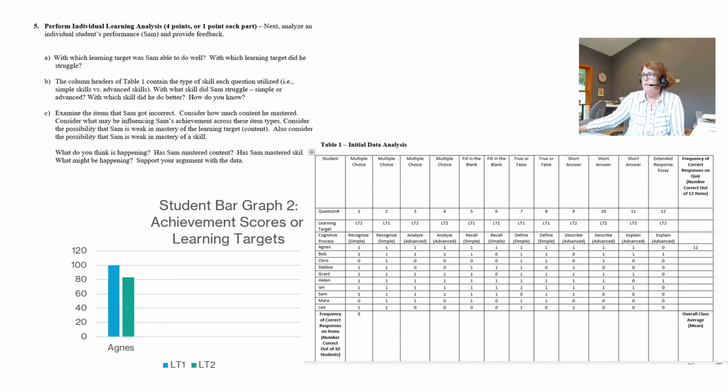So question 1 was a multiple choice. We know it's question 1 because it says question number 1. It was a multiple choice. It was aligned with learning target 1. And it was a simple skill, just asking students to recognize something. Question number 2 was a multiple choice, aligned with learning target 1, simple skill, recognize. Question 3 was a multiple choice, and it was aligned with learning target 2, and it was aligned with an advanced skill of analyze.